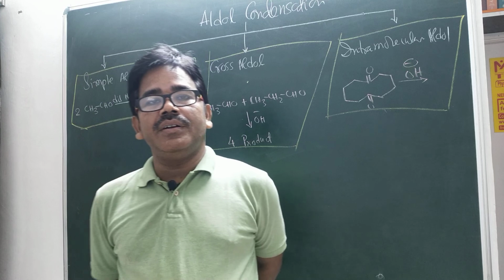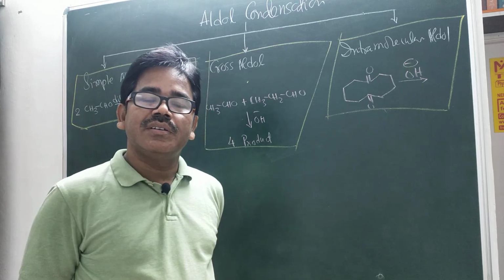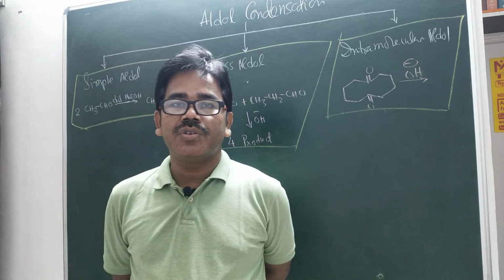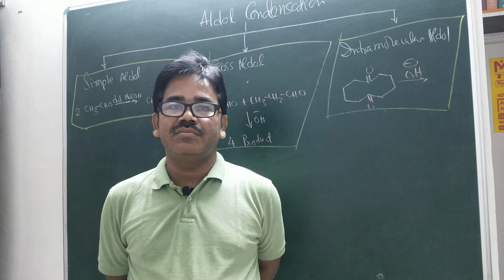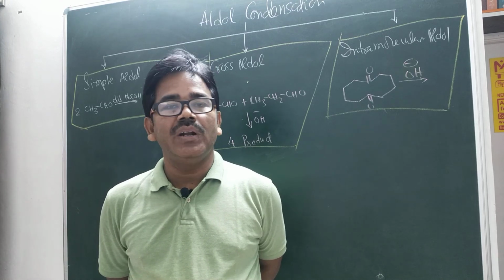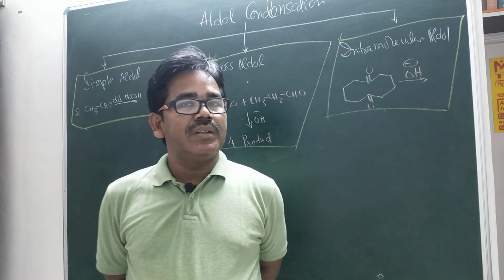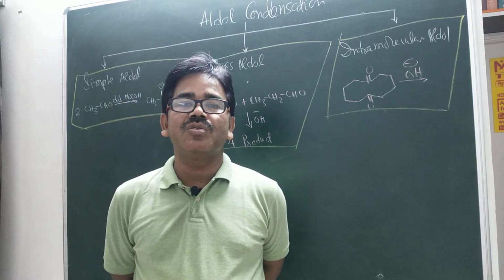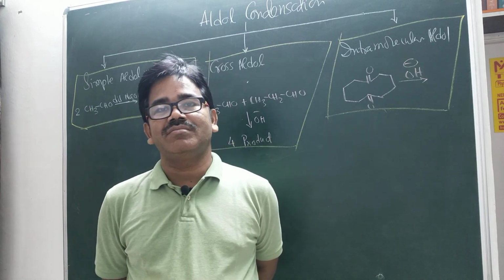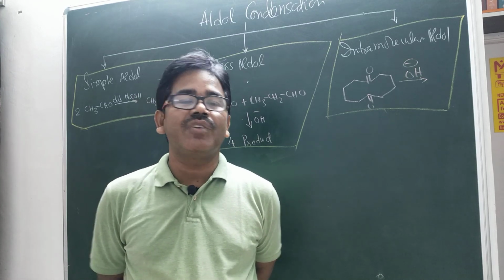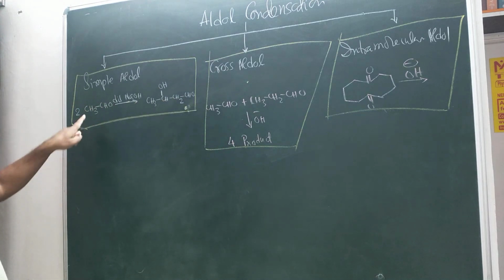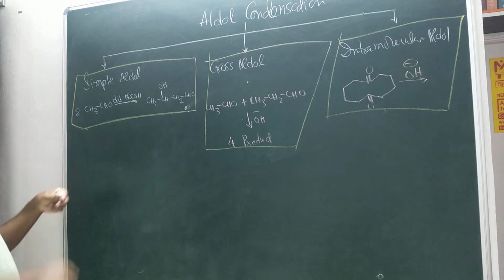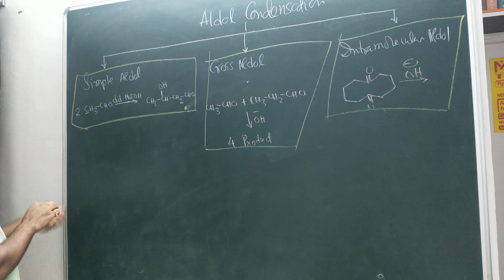And one of the major differences between the Cannizzaro reaction and aldol condensation is that the Cannizzaro reaction is given by carbonyl compounds without alpha hydrogen, like formaldehyde, benzaldehyde. But this aldol condensation is given by carbonyl compounds containing alpha hydrogen, it must have alpha hydrogen. For example, your acetaldehyde, there is alpha hydrogen. This carbon is called alpha carbon, and this hydrogen is called alpha hydrogen.